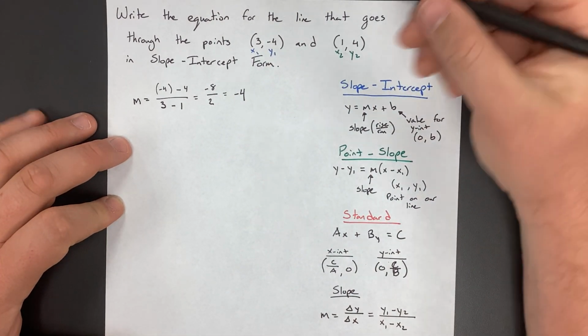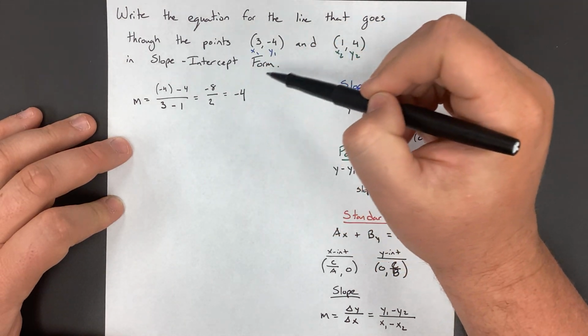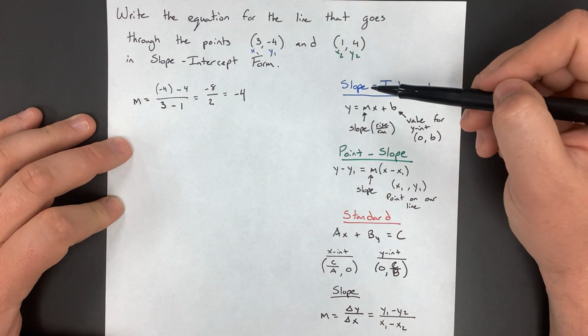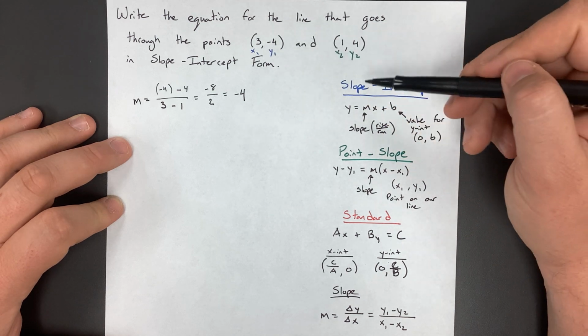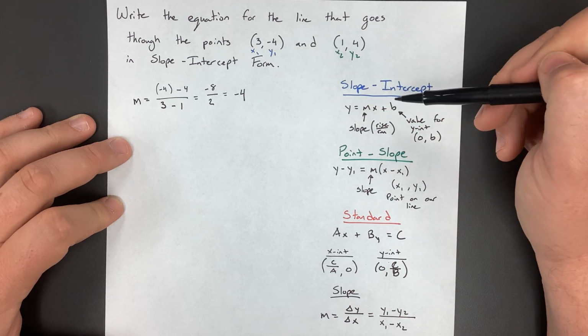Now, one way, because we were asked to write this in slope-intercept form, is I can plug in my m for my slope-intercept and then pick one of my points to plug in for my x and y and solve for my b.